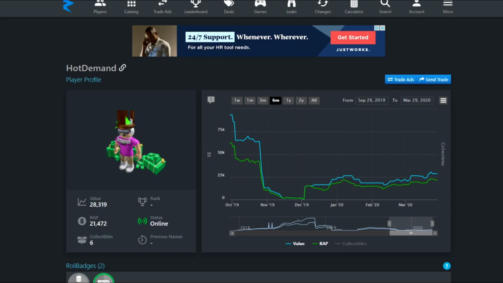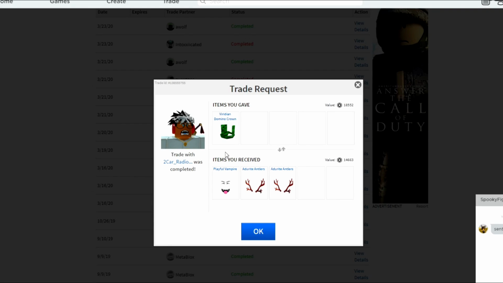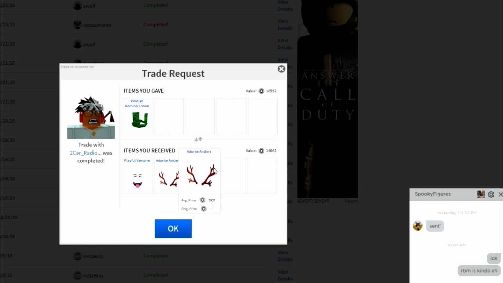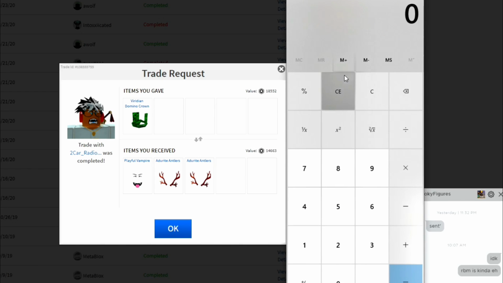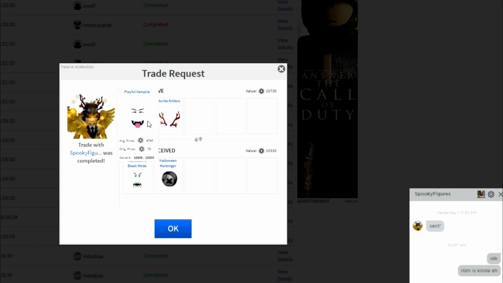Now, I started with a Viridian Domino Crown, and when I first traded it, I believe it was worth about 18K still. I don't think it was 22K yet. I'm not really sure. Playful Vampire at the time was probably 10, and these were probably 7. Okay, that's definitely way too much. Never mind, I really don't remember, but I believe Viridian Domino Crown was 18, something like that. So we trade that away, and then we trade these two for RBM.